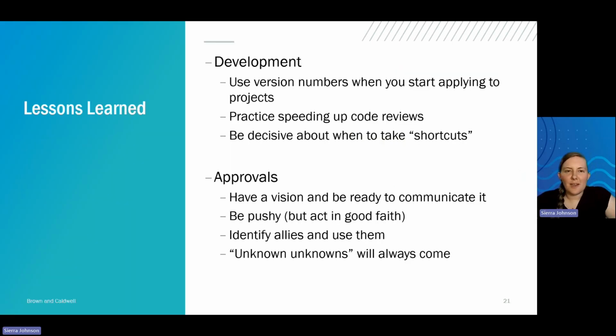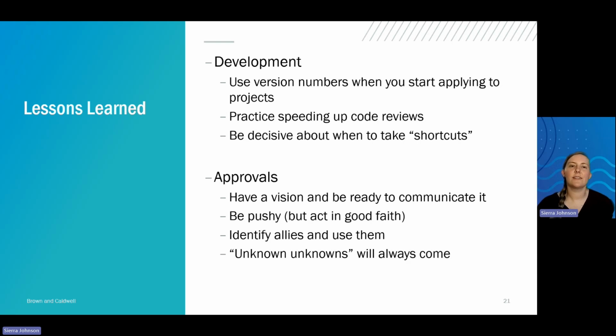So I wanted to kind of summarize the lessons learned that I've been talking about from the development perspective. More version numbers. I will be using a lot more version numbers as we continue with the package. Speeding up code reviews. I think a lot of data science people aren't used to this. Like, if you're not writing code, you're not used to, okay, quick iterations, get things pushed out. And similarly, being decisive about when to take shortcuts. And so if everything is solvers, that's fine because at least it's done.